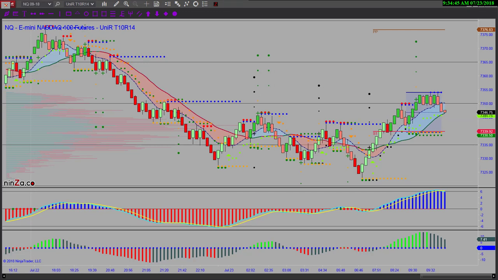What I probably should have done was entered a little closer to the cross. Maybe let it pull back. What I normally like to do is let it break up, break down, and do what I call the lightning bolt pattern.